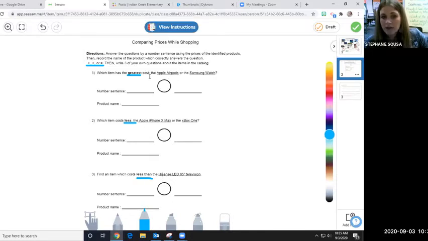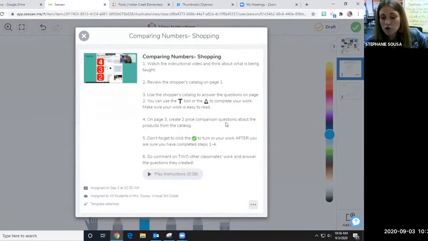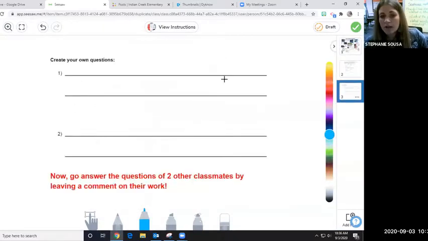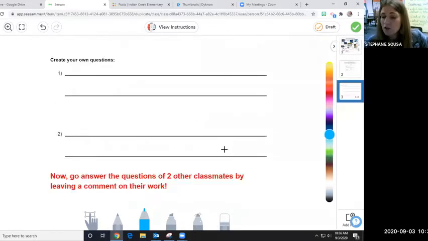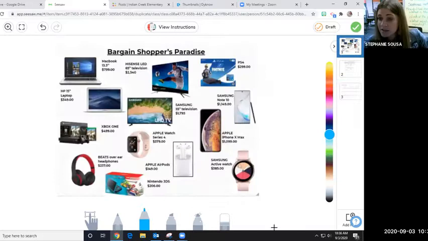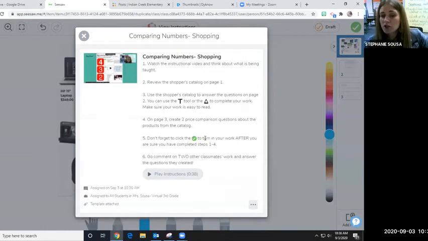All right. The next page, on page 3, it says create 2 price comparison questions about the products from the catalog. So on this page, you'll be writing your own 2 questions about any items that you select from this catalog. Okay, so you'll get to choose any items that you'd like to compare the prices of and create questions. Then you'll be going to answer the questions of 2 other classmates and the items that they have selected from this electronics catalog. Okay, so that's going to be your ultimate goal today. We're going to watch an instructional video of how we're going to accomplish that together, and I'll pause periodically to see if we have any questions.